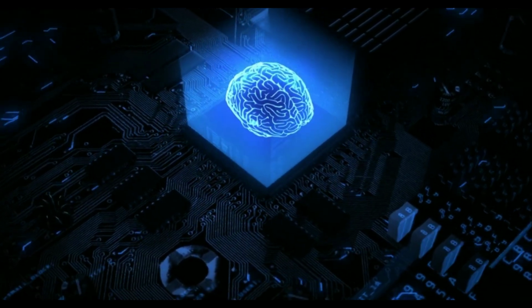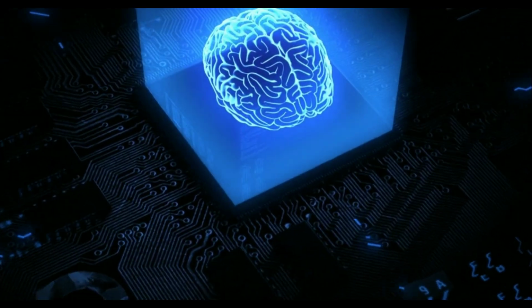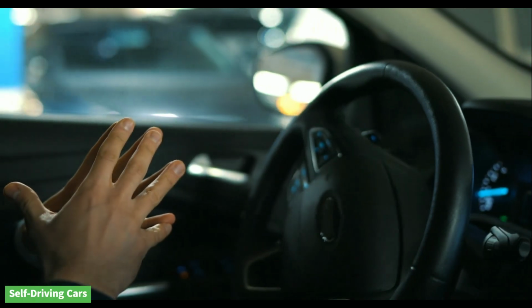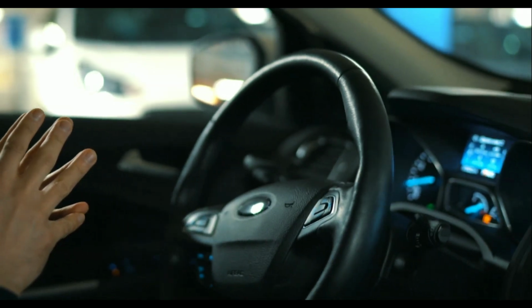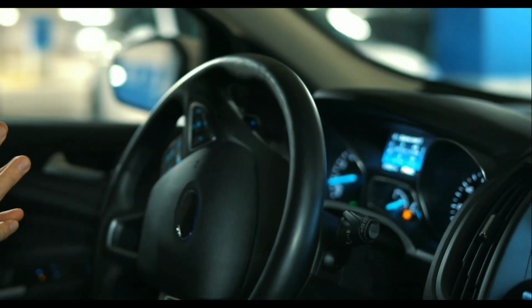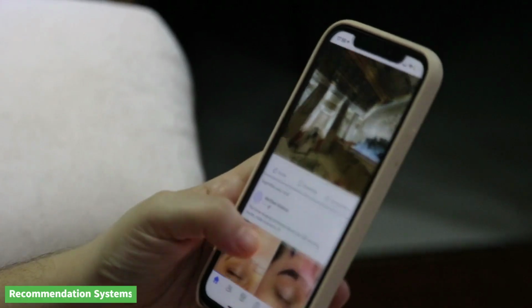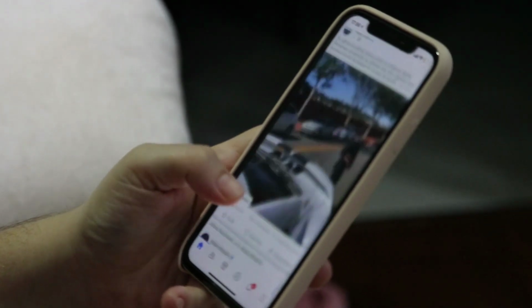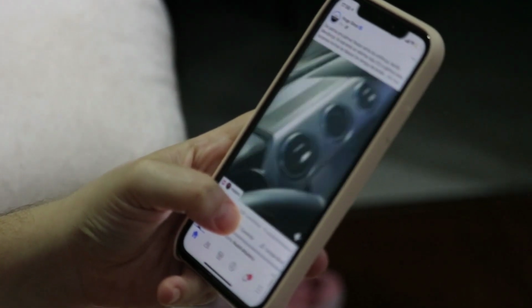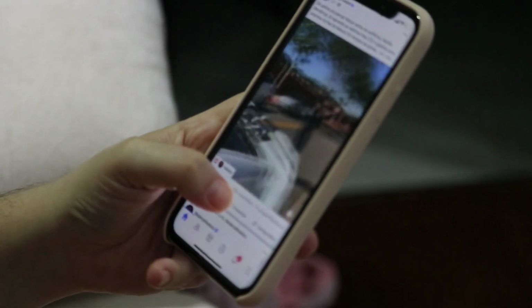Some applications of AI and machine learning are: 1. Self-driving cars. AI and machine learning algorithms enable autonomous vehicles to perceive their surroundings, make decisions, and navigate safely. 2. Recommendation systems. AI and machine learning are used to analyze user data and provide personalized recommendations for products, movies, music, and more.